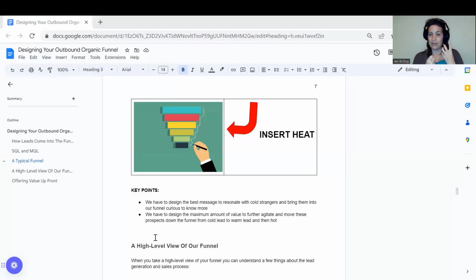Value is also a way of inserting heat, right? It's this kind of agitation and warming them up and moving them down the funnel from a cold lead who might say, this is not really good timing, it's a bit expensive, to someone who's like, I need this now, I'm very excited, I will get the money somehow, I will make this happen because I'm so excited to move ahead with this. That's where you want to get someone to the absolute warmth and point of excitement. And that's what a good funnel can achieve for you.